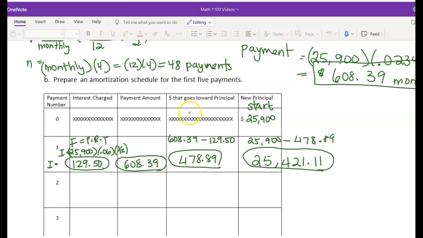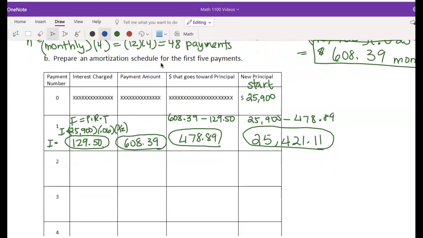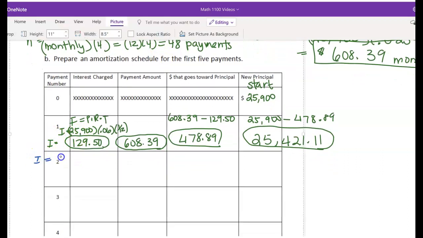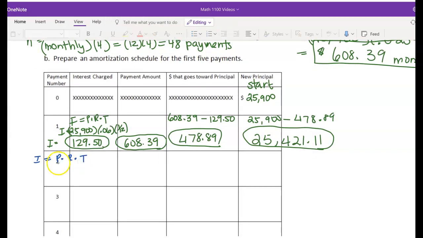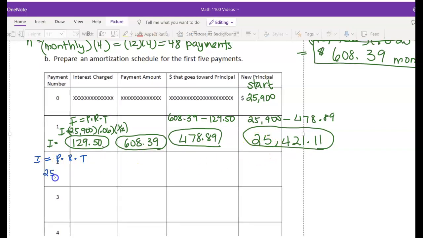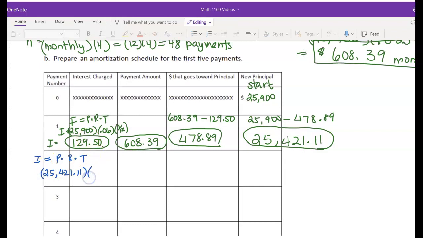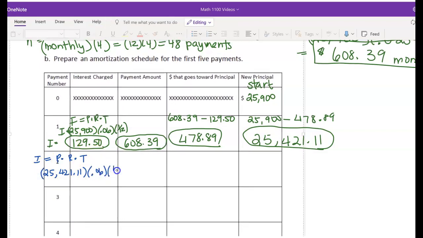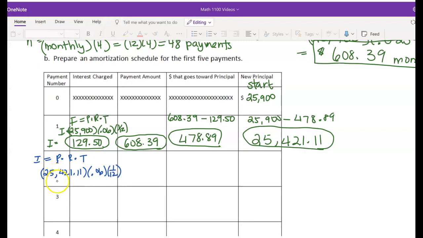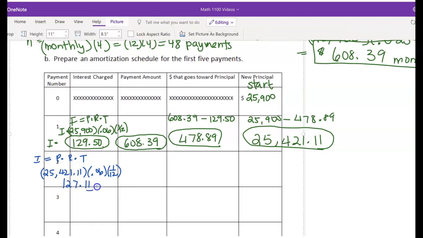And now we repeat. I'm going to repeat using a different color so that they don't get mixed in together too much. So let's go to row 2, and we're going to repeat what we just did. We're going to find I equals PRT. Only our principal has changed. It's now this new $25,000 amount. Our rate was 6%, 0.06, and our time was 1/12 of a year. And I get an interest dollar amount of $127.11.